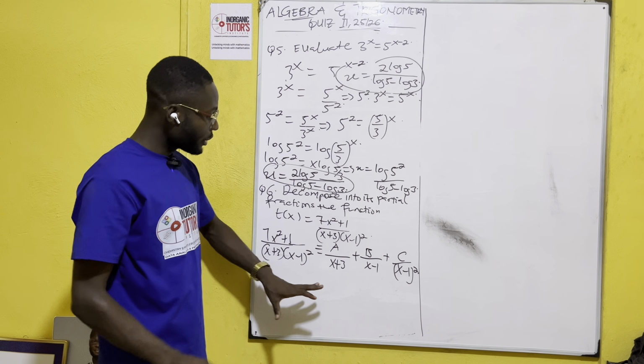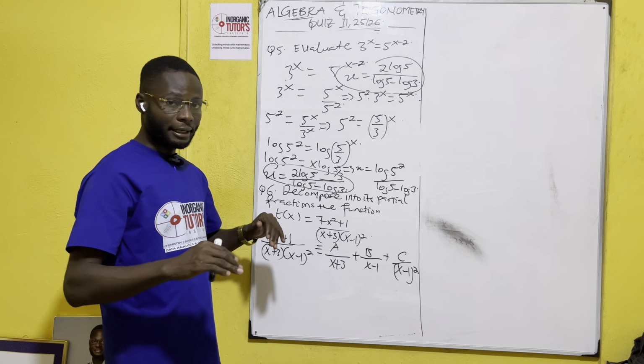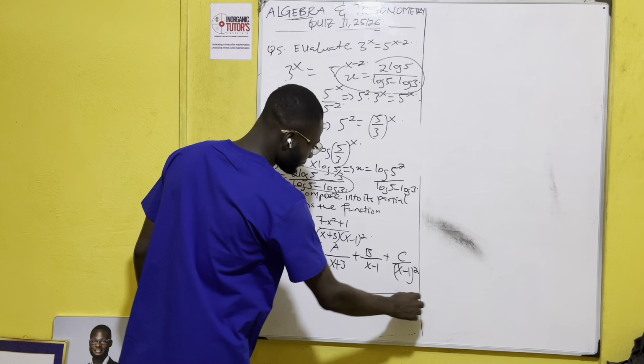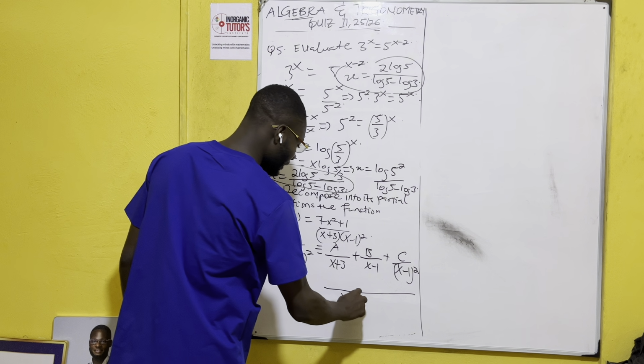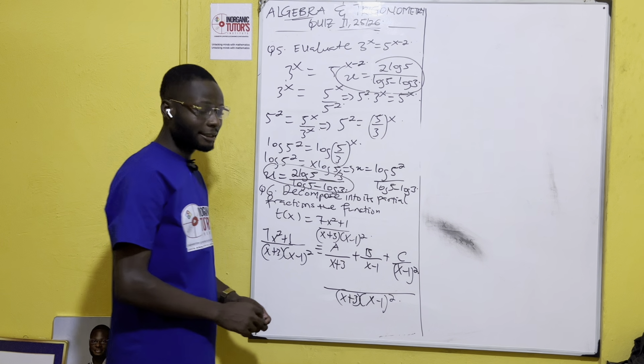So what do we do? We have to find the LCM for this, then we compare. When we find the LCM for this, we are going to have (x plus 3)(x minus 1) all squared.